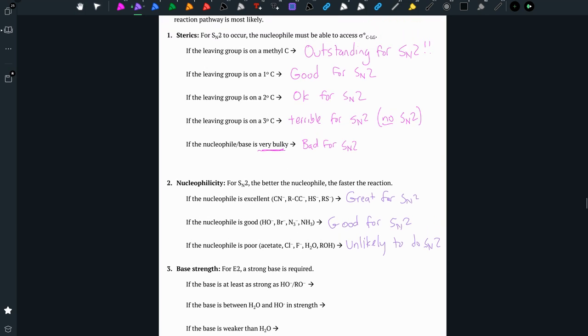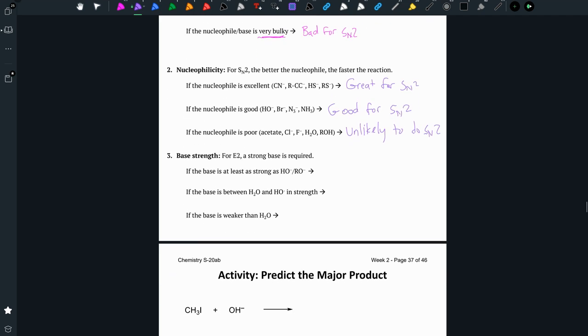So I'd say evaluate whether SN2 is possible, how good it's going to be first, and then consider E2. So when you want to do E2, you need a strong base. So strong bases are going to have to be usually at least as strong as OH minus. That's great for E2. And what this means is the conjugate acid pKa will be greater than 15 or so.